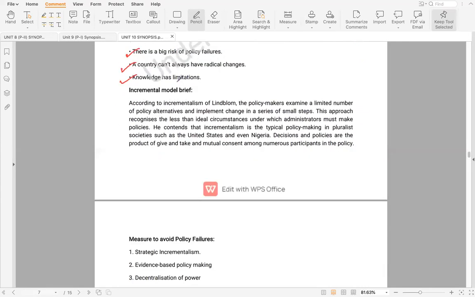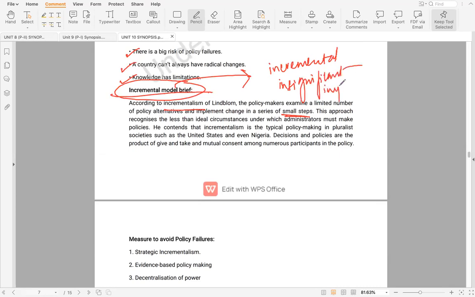Then you give out the incremental model that Lindblom talked about. So according to incrementalism, the policymakers examine a limited number of policy alternatives and implement changes in a series of small steps. But again, this is also very negative. Why? Because you only focus on incremental changes, which are nothing but insignificant improvements, just to counter the revolution which can be brought about by people, right? So this approach recognizes the less than ideal circumstances under which administrators must make policies. He contends that incrementalism is typical policy making in pluralist societies. Decisions and policies are the product of give and take, mutual consent among numerous participants in the policy.